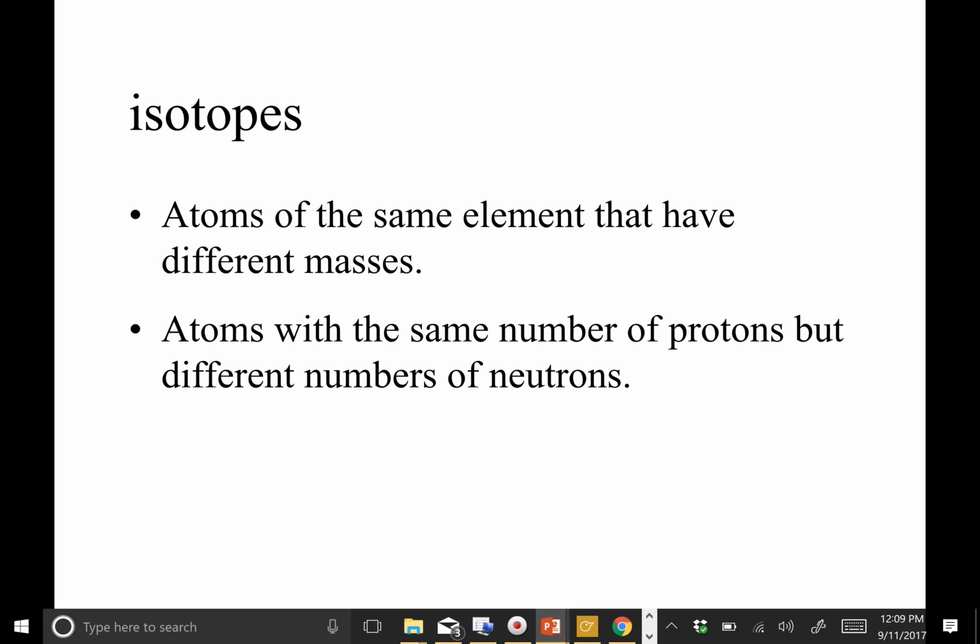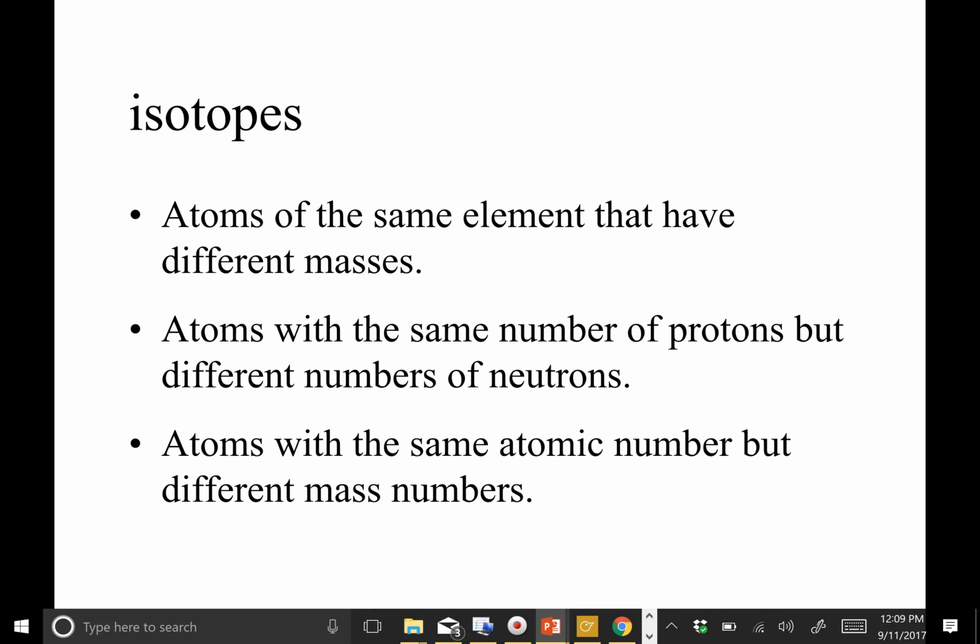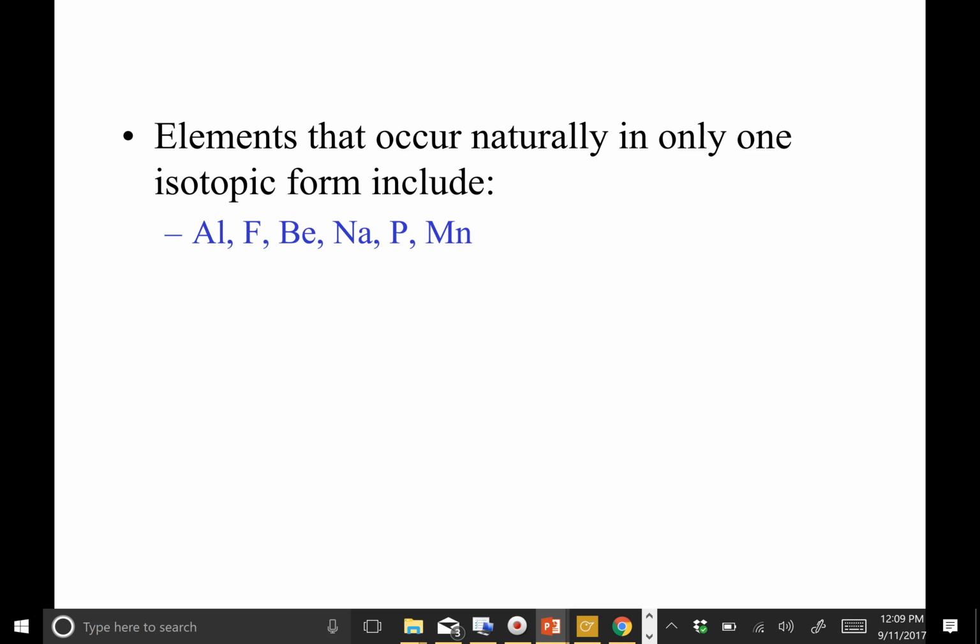So isotopes differ by the number of neutrons in their nuclei. They have different mass numbers. All different ways to say it.